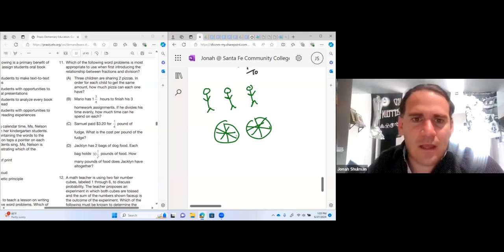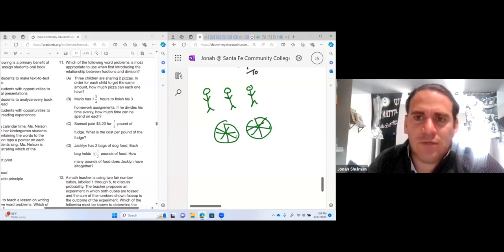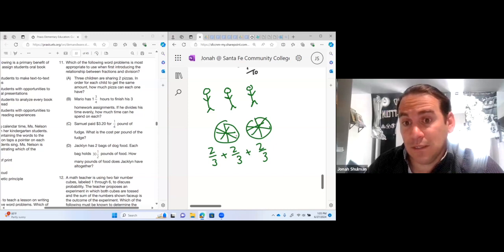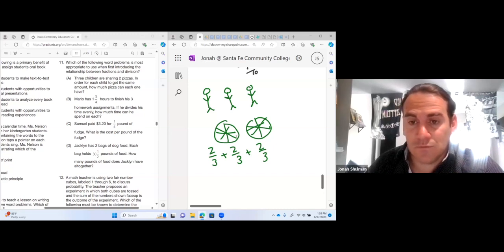Now, there's 3, but there's 2 to go, right? So each one of these should get, I think it's 2/3 each. 2/3 plus 2/3 plus 2/3. Because there's 3 of them, 2 out of 3. This is what I'm thinking, right? Because it's just 2 pizzas for 3 kids.